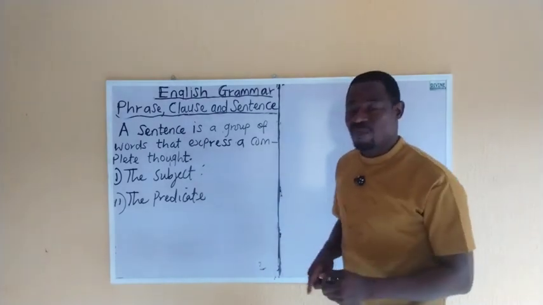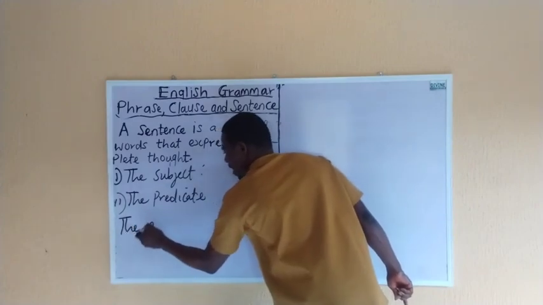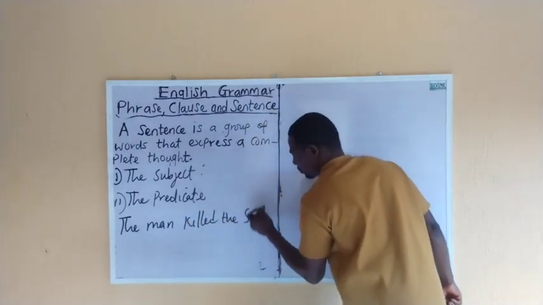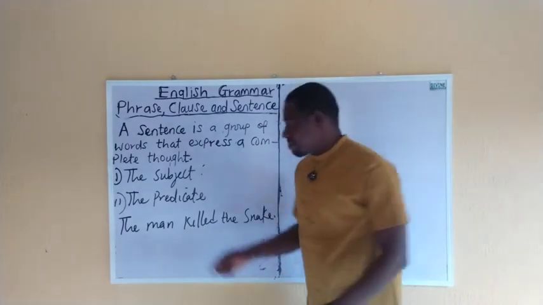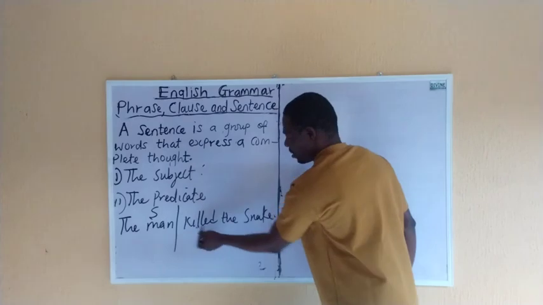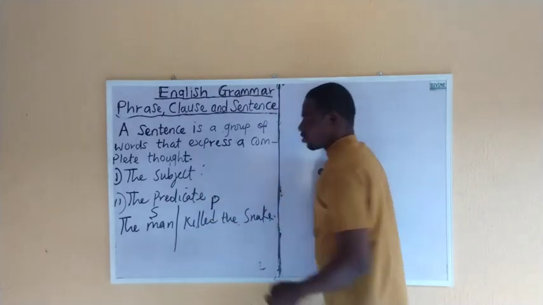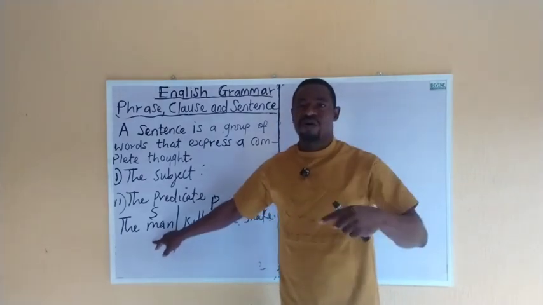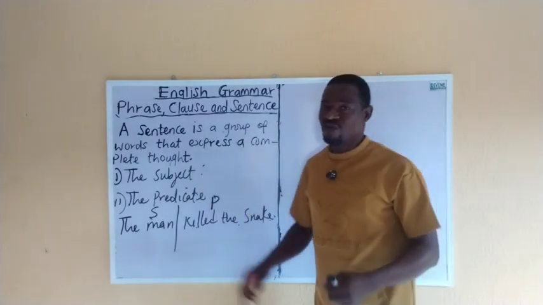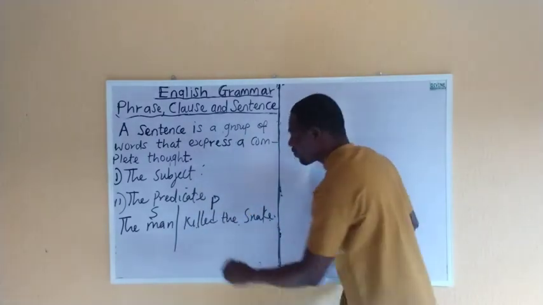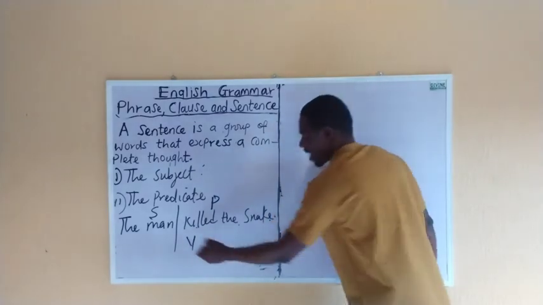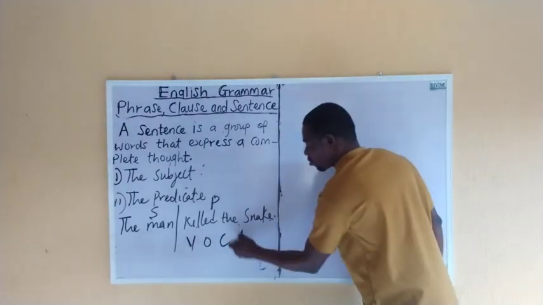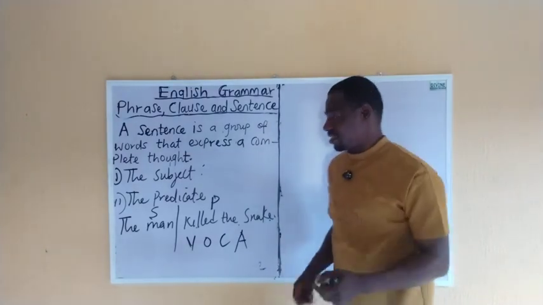So let's see an example. The man killed the snake. Here, the man is the subject, killed the snake is the predicate. So the subject consists of either a noun or a pronoun or a noun phrase, while the predicate consists of a whole lot of elements. We can have the verb in the predicate, we can have the object in the predicate, we can have the complement in the predicate, and we can also have the adverb in the predicate.